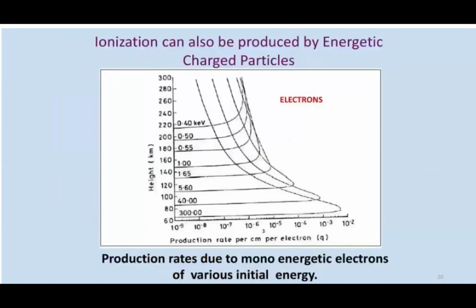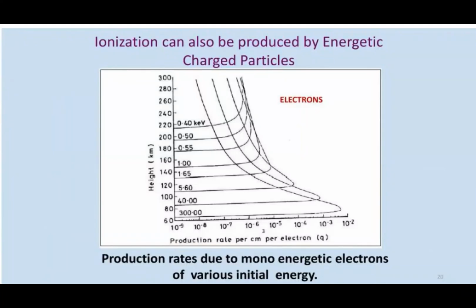Now, it is not only ionization by photons or photoionization, but also energetic charged particles can produce this kind of ionization. This is particularly important at high latitudes, where the solar radiation intensity is very small, but the energetic charged particles from cosmic rays and other sources can easily be guided to the polar regions by the magnetic field geometry. And so we get energetic electrons in the energy range of a few hundred kilo electron volts.